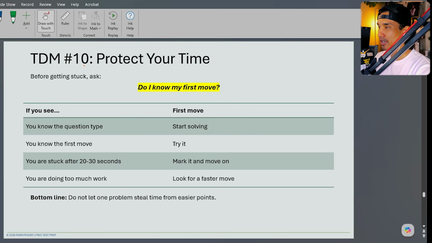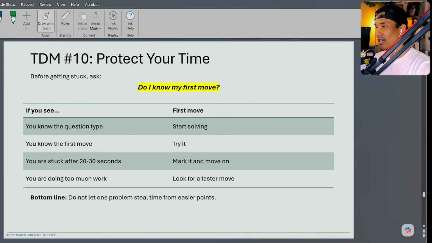Last tip is protect your time. Before getting stuck, ask, do I know my first move? If you see the question type, start solving it. If you know the first move, try it. If you are stuck after 20 to 30 seconds, mark it and move on, because you're going to be given 1 minute and 30 seconds and some change to figure out each answer choice.